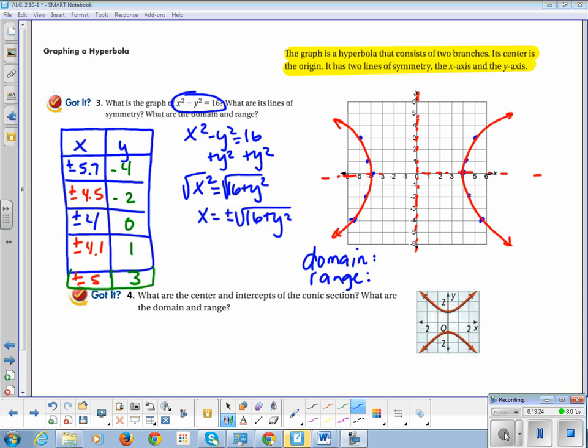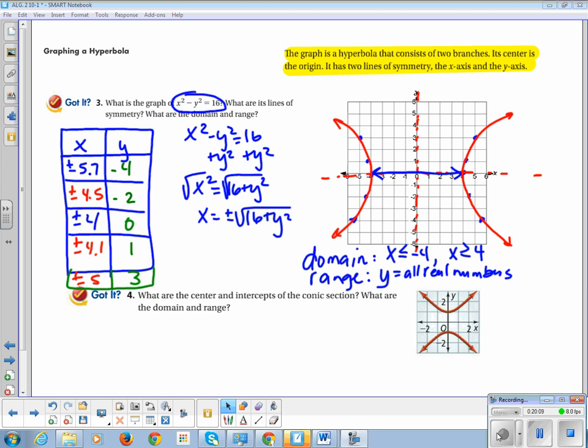So if you look at your domain, the x values that are not allowed are in this area here. So my x values are anything less than or equal to -4 and anything greater than or equal to 4. And then my range is all real numbers, because it's going to go positive y and negative y.